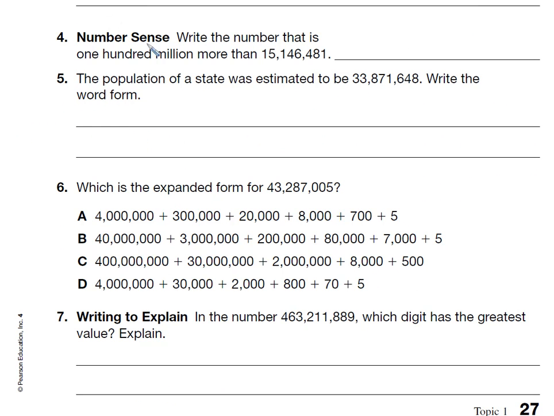And for number 4, it says write the number that is 100 million more than this number. I'm not going to give you the answer to that one. You've got to figure it out on your own. Okay, number 5, the population of a state was estimated to be this number. Write that in word form. Okay, and then the last one, you can do this one on your own. It's expanded form. Okay, I'd like you to also do the reteach side on the other side.